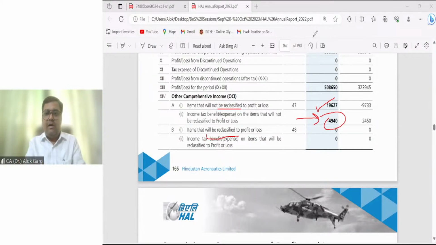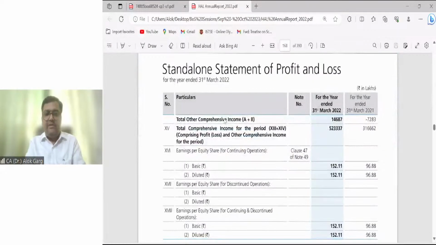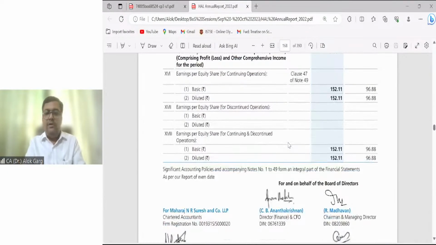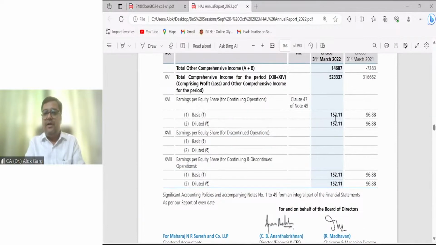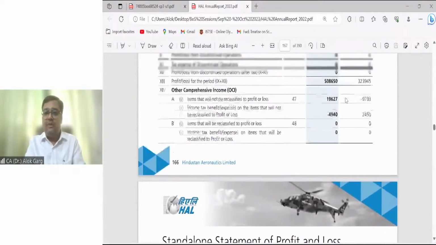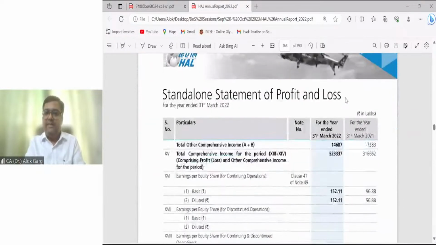And so after profit after tax and this other comprehensive income, there is a total of other comprehensive income and there is a total comprehensive income. So this is how this has to be shown. And this is earning per share. Earning per share is only on the profit for the period, not on this total comprehensive income, right? Is that clear, friends?